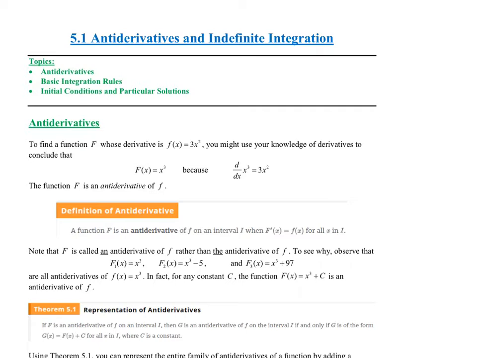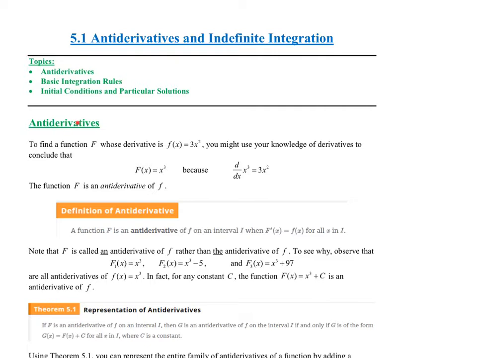So all we do in section 5.1, or in chapter 5, is we learn basic integration rules and basic applications. It isn't until calculus 2 where you start learning some really difficult integration techniques. So just an introduction to antidifferentiation, which are called integrals. So let's get through this together.